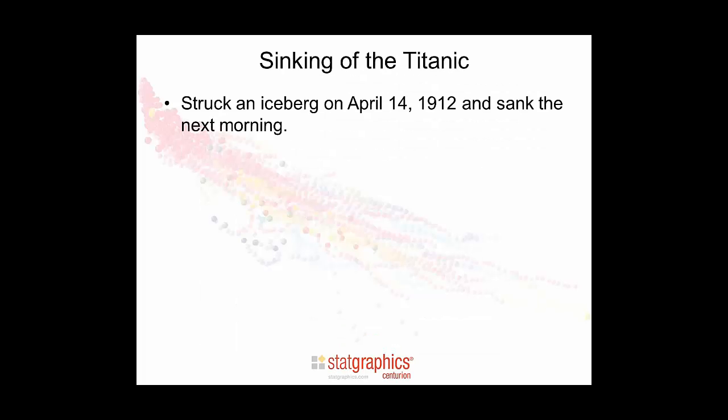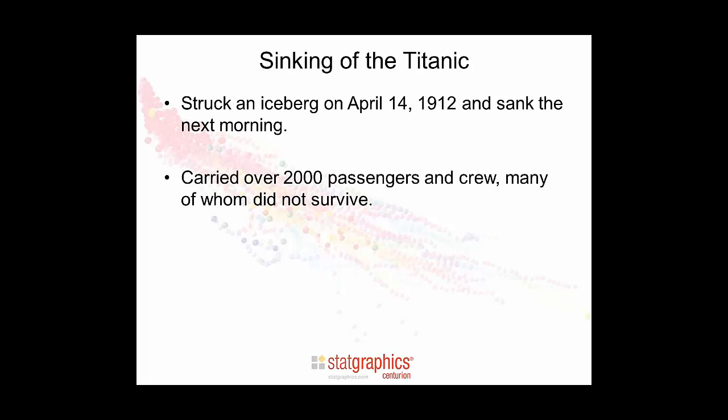Now, when they initially built the Titanic, it was supposed to be unsinkable. However, on April 14th, 1912, the Titanic struck an iceberg in the North Atlantic. And by the next morning, the boat was on the bottom of the ocean. The Titanic carried over 2,000 passengers and crew, many of whom did not survive.